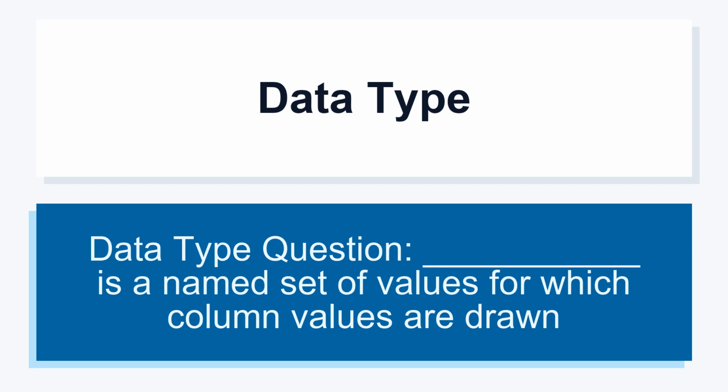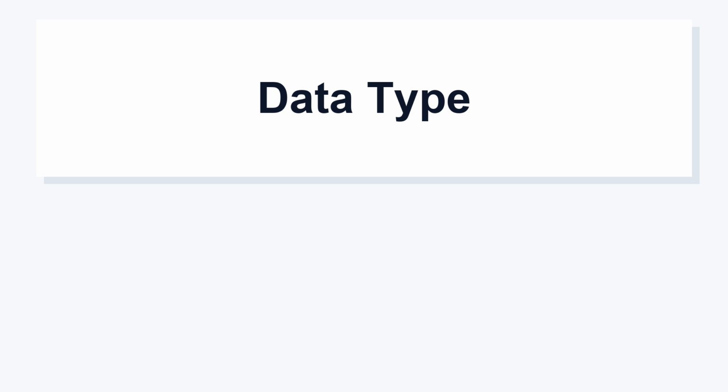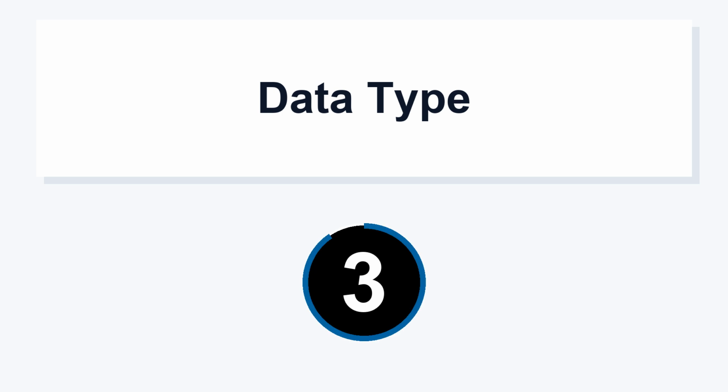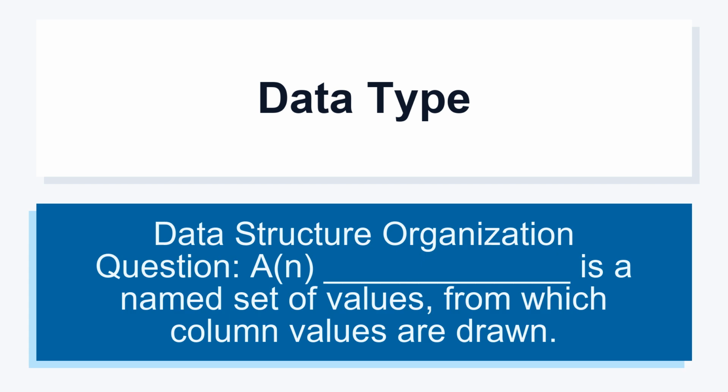Data type question, a data type is a named set of values for which column values are drawn. Data type. Data structure organization question, a data type is a named set of values, from which column values are drawn. Physical.